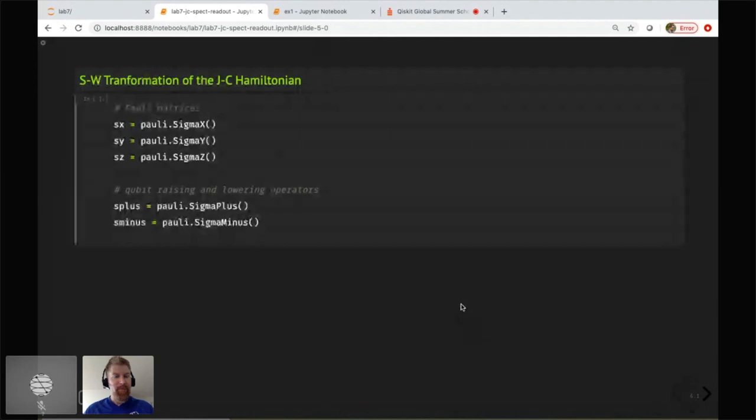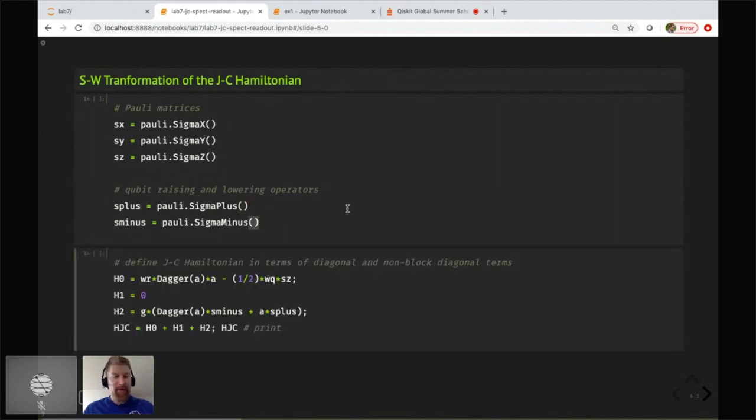Likewise, we need to define our Pauli matrices, and we do this as Sx, Sy, and Sz for the X, Y, and Z Pauli matrices we talked about at the very beginning, as well as the qubit raising and lowering operators, sigma plus and sigma minus. These are all part of the library already. So now we can start writing down our Hamiltonians.